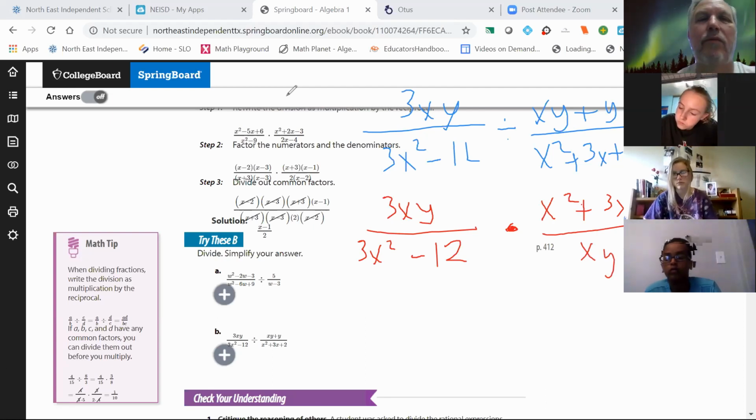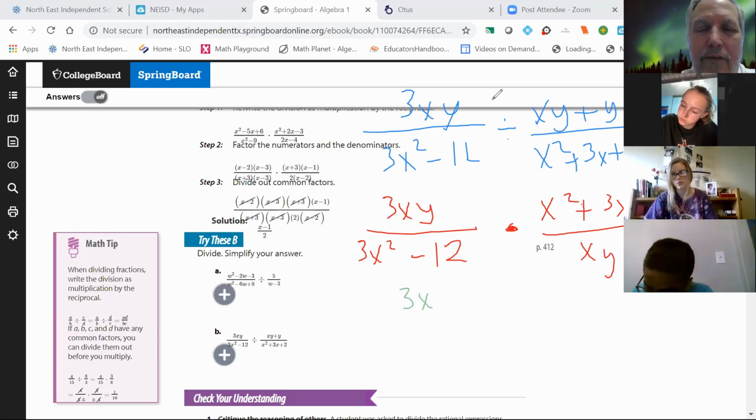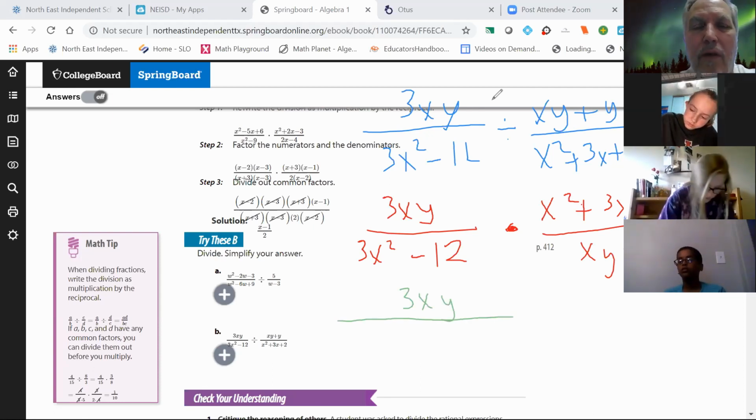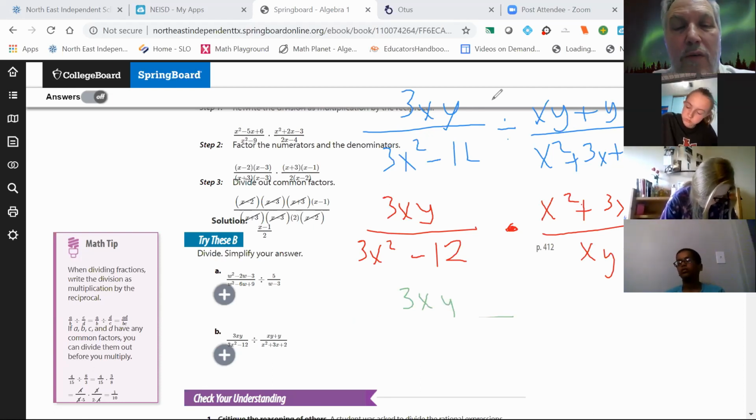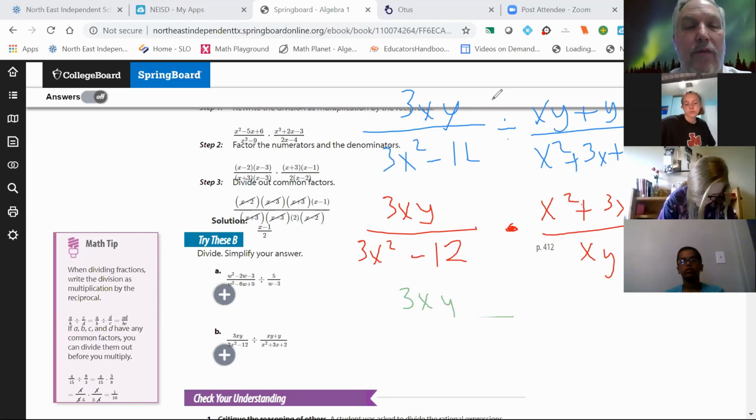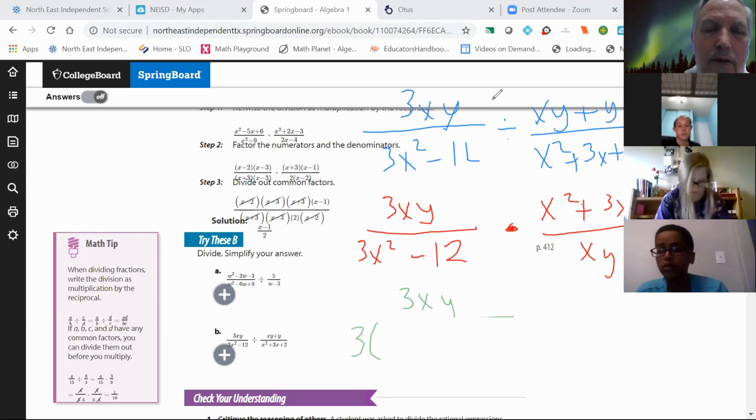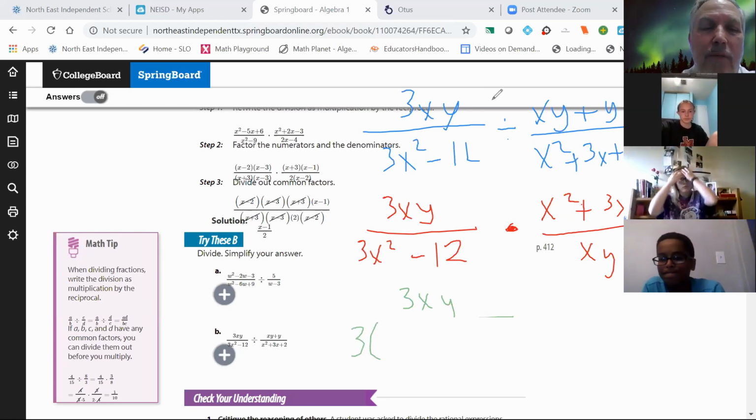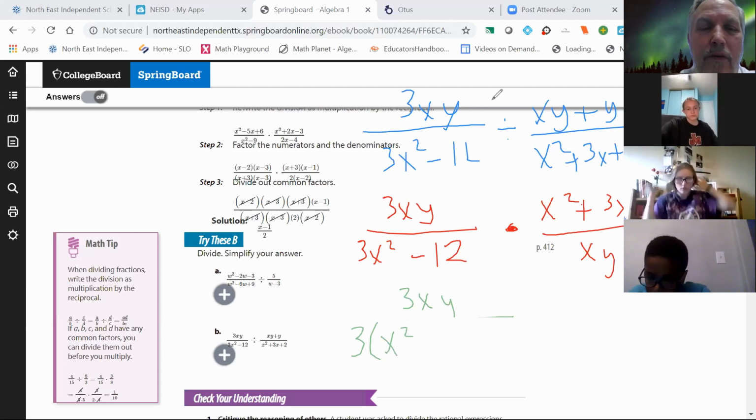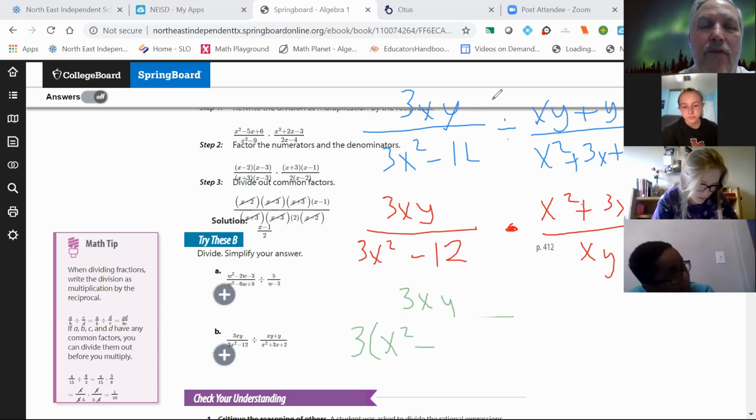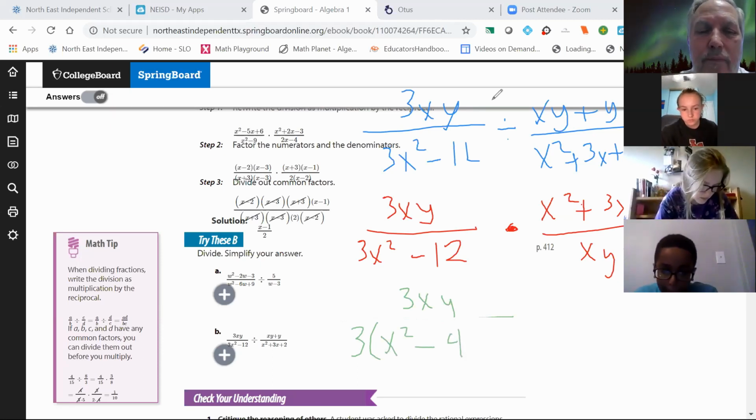All right, so we'll go ahead and factor these to individual factors. And we have a 3xy, and there's nothing there that can be factored out. So that's just going to stay 3xy. Now the 3x squared minus 12, we can factor out a greatest common factor of 3. So that's going to be 3 on the outside. And then 3x squared divided by 3 is just x squared. And then 12 divided by 3 is just 4.